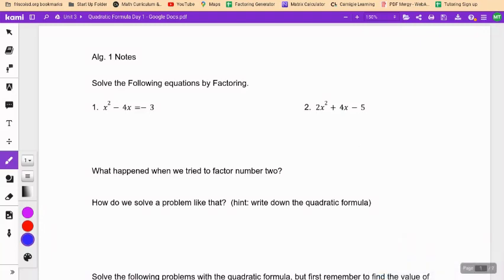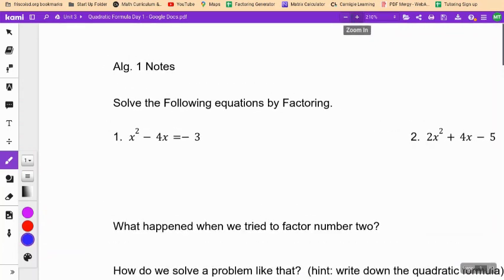Okay, today we're going to cover the quadratic formula. Before we do, we're going to first review solving equations by factoring. So we'll look at number one.